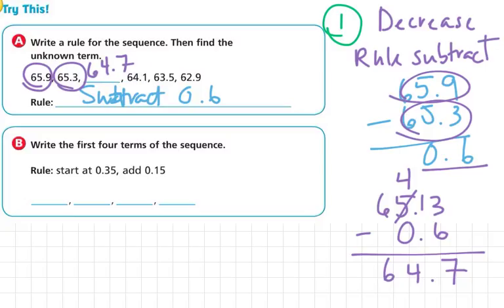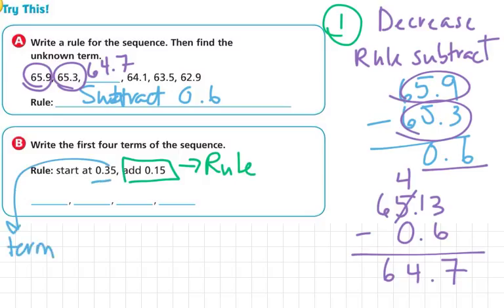So now a different way to do this, boys and girls, is we're going to write the first four terms of the sequence. So what we're going to do is start with the rule, which says start at this number, and we're going to add this. So right off the bat, I'm going to write down that this is my rule, and then this is my first term. If we take that and we apply it, we can figure out the next couple terms in the sequence.